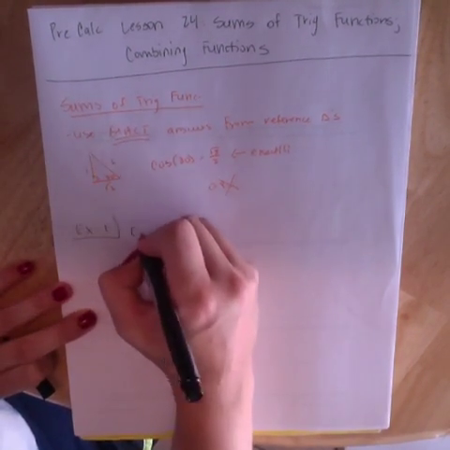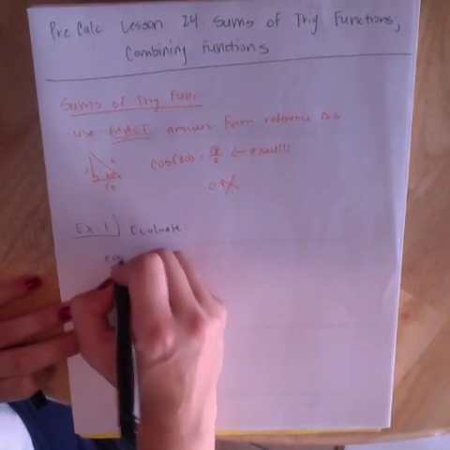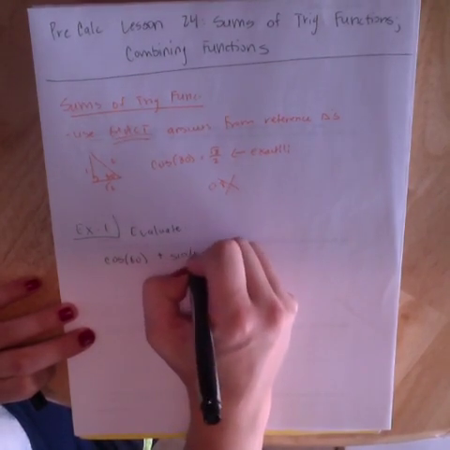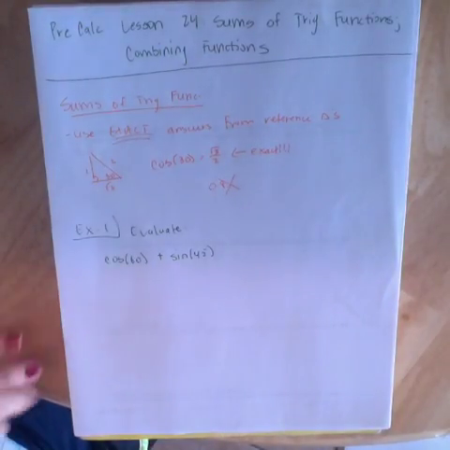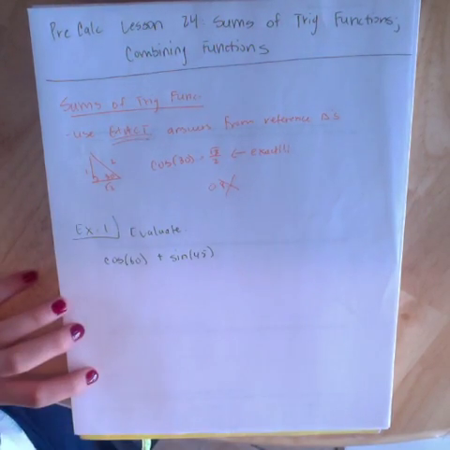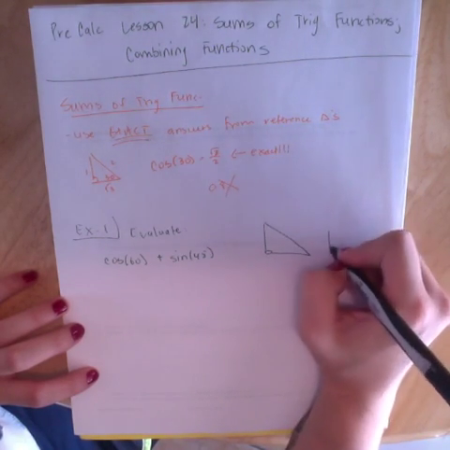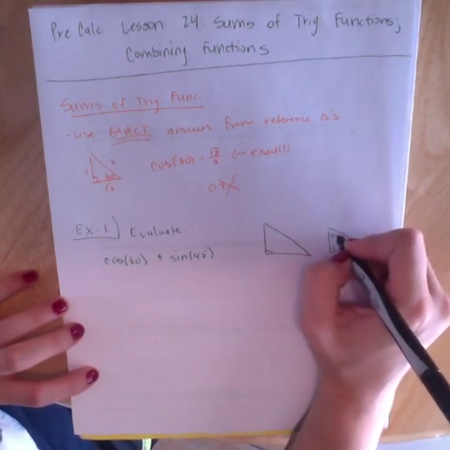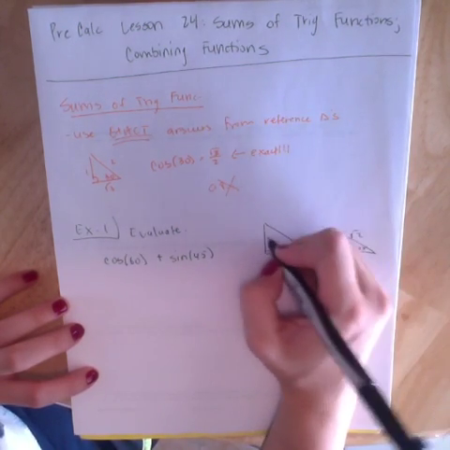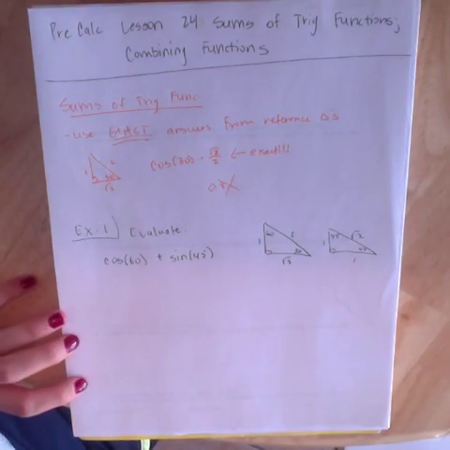Okay, we're going to evaluate the cosine of 60 plus the sine of 45. Now this requires both of our special triangles, so I'm going to draw them both here for our reference. We have our 45, 45, 90, which is 1, 1, root 2. Our 30, 60, 90, which is root 3, 1, 2.